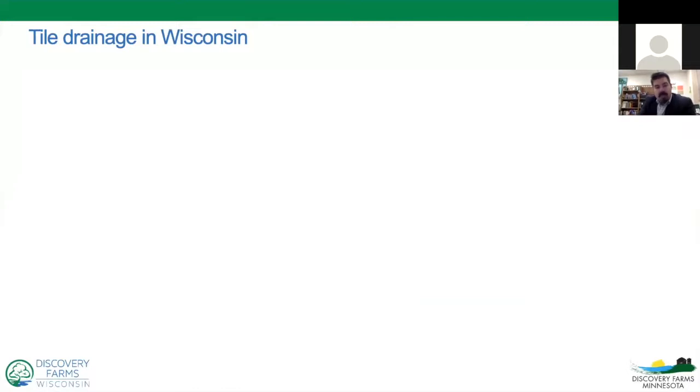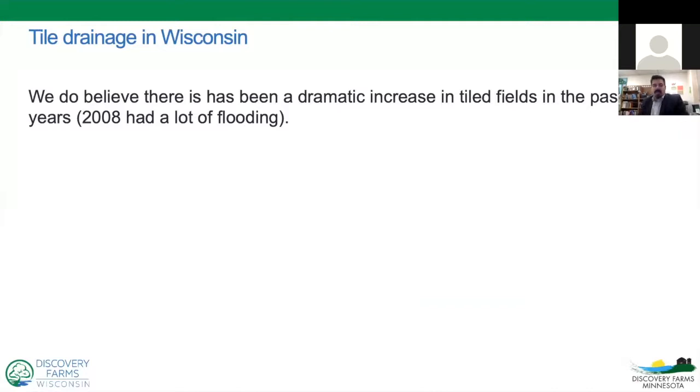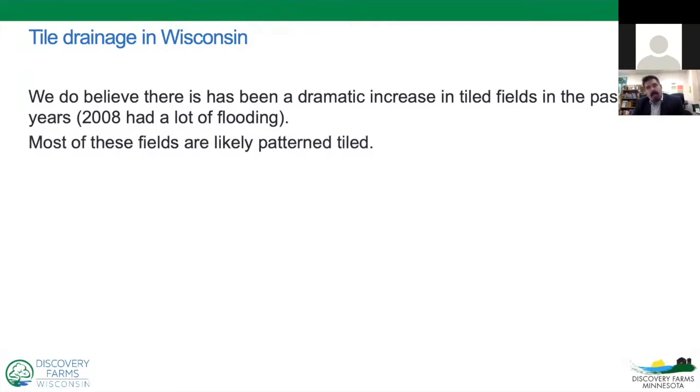Okay, so in Wisconsin, it's been kind of interesting. Since 2008, we had a lot of flooding in 2008, and tile drainage really has taken off a lot since then. Even in the past 10 years, the tile drain installers that we've worked with and communicated with have been working nonstop. A lot of that could be just replacing old tile, but we do believe that there's a lot of new tile going in. Most of the new tile that's going to get put in is most likely patterned. That means it's set up on a nice grid, nice and organized, rather than being a bit random in the fields.